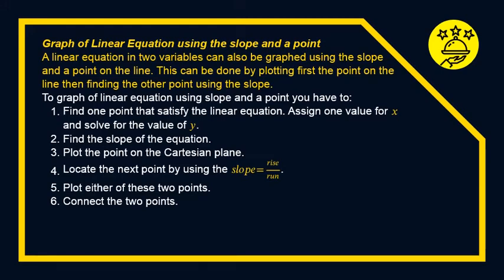Second, find the slope of the equation. Third, plot the point on the Cartesian plane. Fourth, locate the next point by using the slope, which is equal to rise over run. And fifth, plot either of these 2 points. Sixth, or last, connect the 2 points.